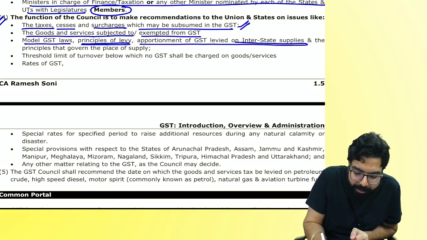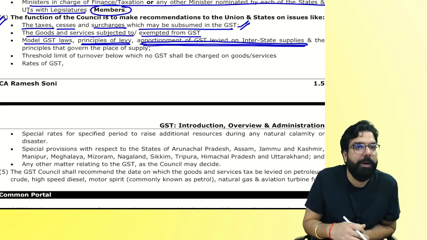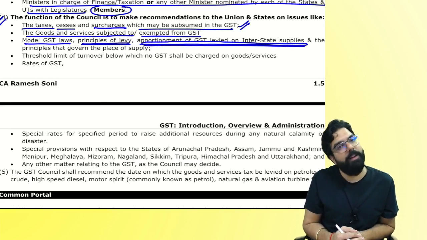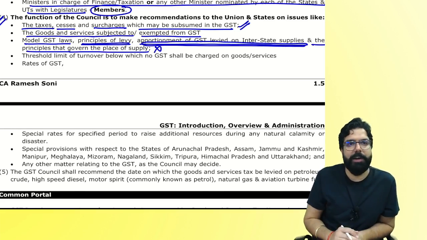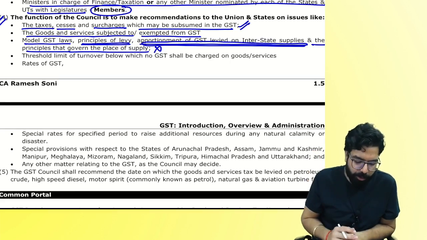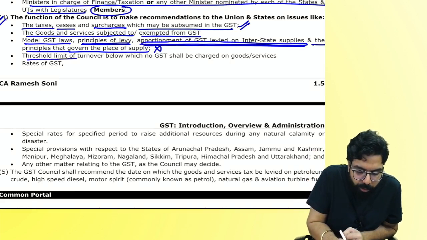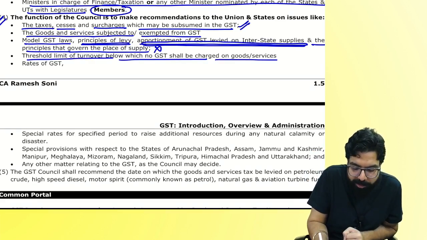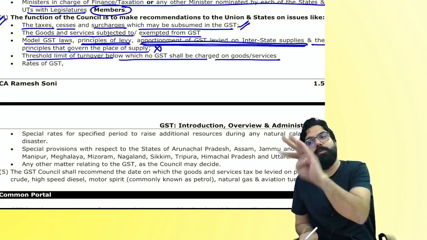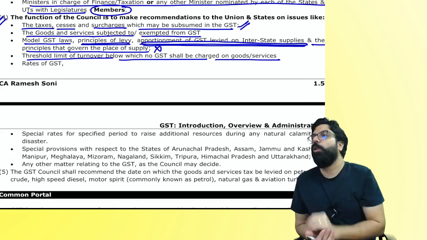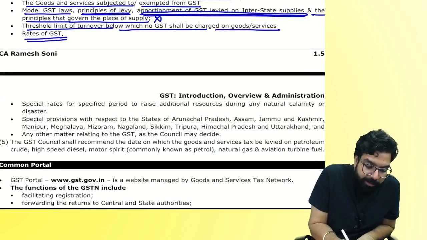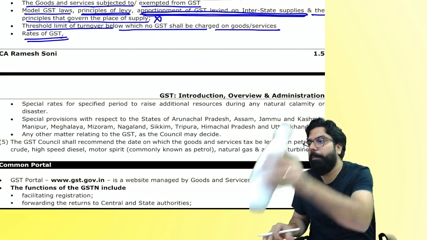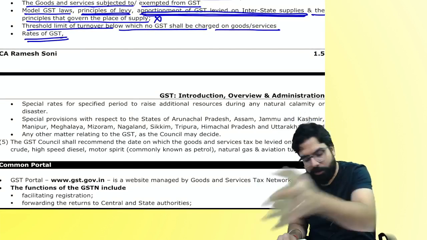Apportionment. People, you remember? Interstate mein apportionment. How it will be done? Who will decide? GST Council. And the principles that govern the place of supply. I'll talk about place of supply a little later, not now. Right time will come, we'll talk, don't worry. Threshold limit for turnover below which no GST is to be charged. Goods ke liye limit is 40. Service ke liye limit is 20. Who decided? GST Council. Rate of GST. This item pay 18, this item pay 5. Who will decide? GST Council.